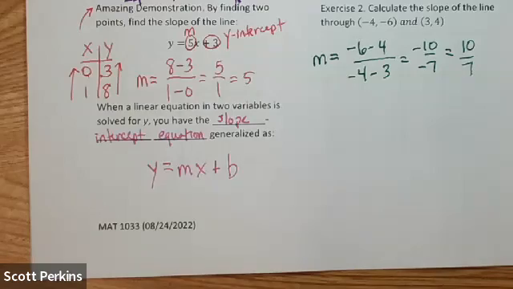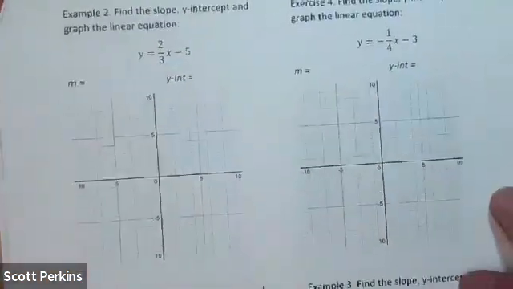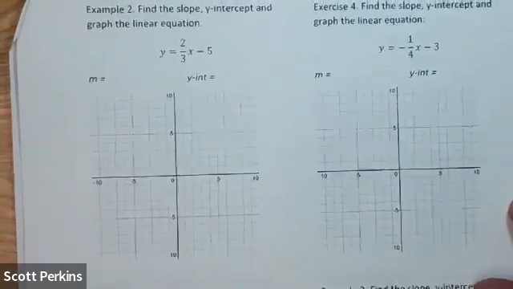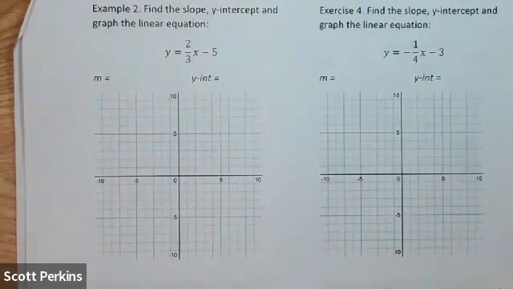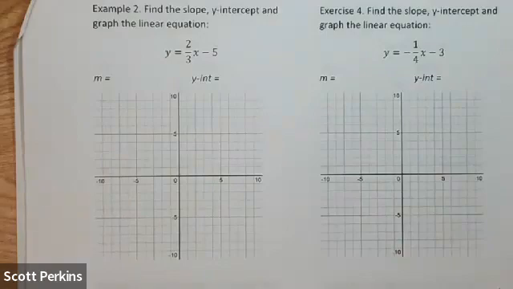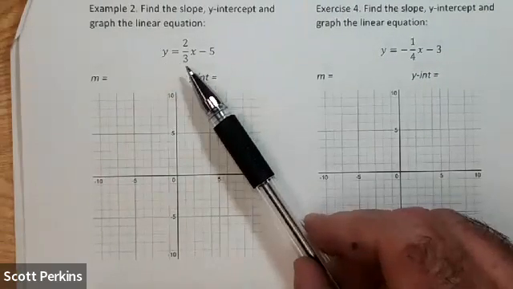Everybody caught up? Can I flip the page? All right, I'm doing it. So the next few problems, we are just going to practice finding the slope and the y-intercept and using that information. So example 2 at the top of the page is my example. And it says, find the slope, y-intercept, and then graph this linear equation. And it's y equals 2/3 x minus 5.